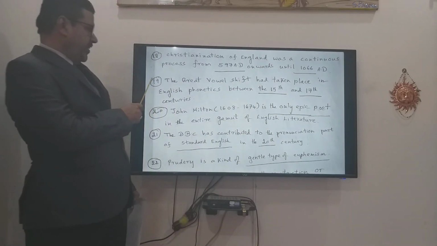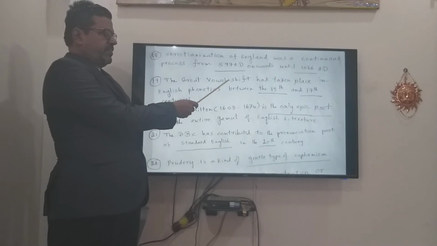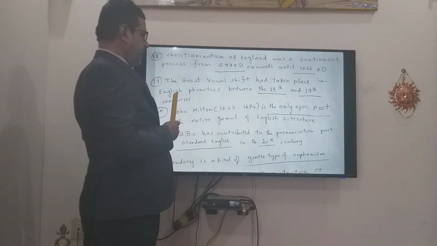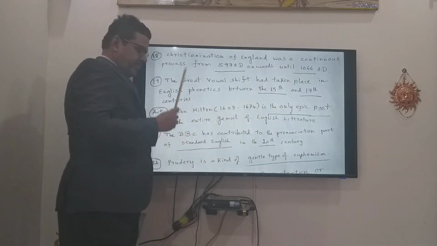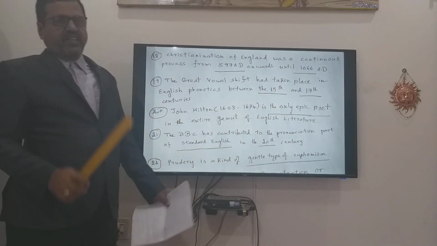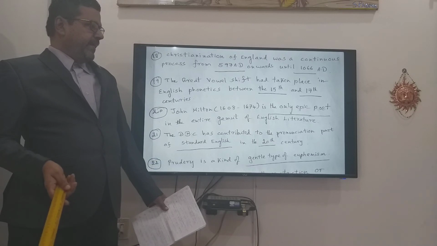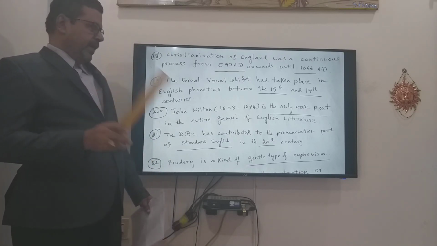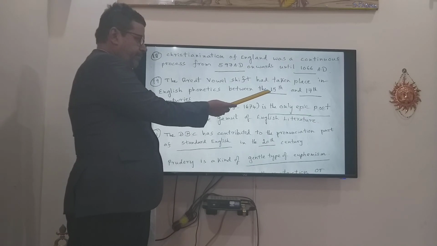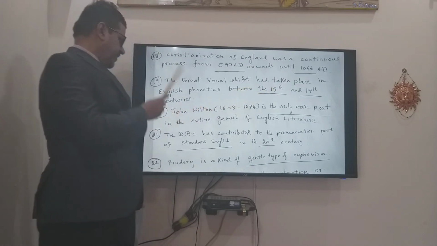Question number 19. The Great Vowel Shift had taken place in English phonetics between the 15th and 17th century. In the exam they may ask options like 17th, 18th, 19th, 20th, 14th, 15th. You have to remember 15th and 17th.